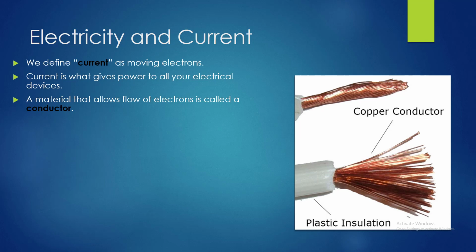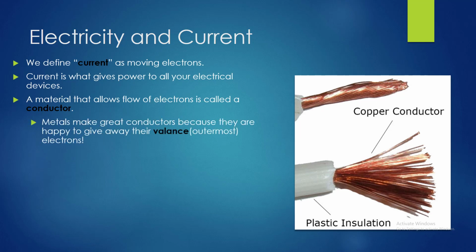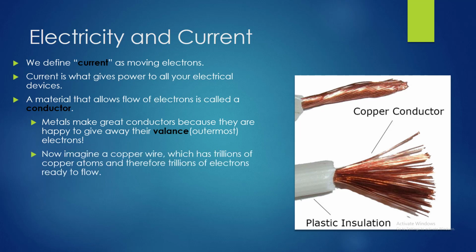A material that allows flows of electrons is called a conductor. And metals make great conductors because they are happy to give away their valence electron. And this fancy word valence just means the outermost. So the valence shell is the outermost shell. Their valence electrons are all the electrons in the outermost shell. So now imagine a copper wire which has trillions of copper atoms and therefore trillions of electrons ready to flow.